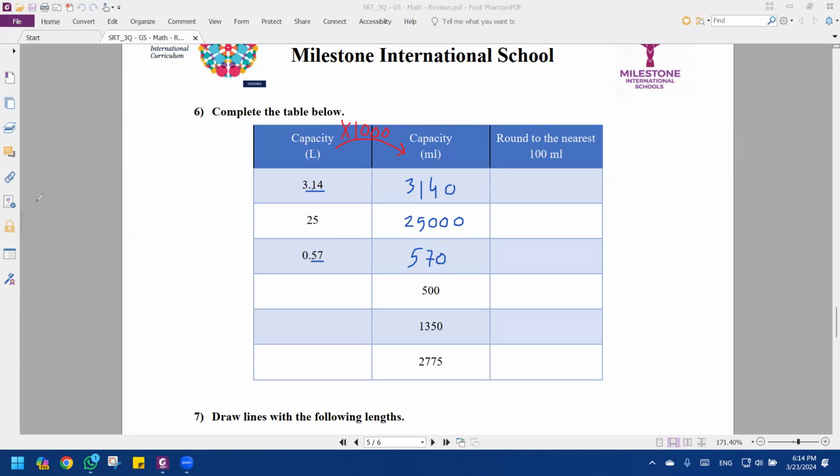Now the opposite way, from milliliter to liters, we divide by 1000. So we move the decimal point 3 steps. 1, 2, 3. So it's 0.5 or 0.500, the same thing. 0.5 is better. 3 steps also here. 1, 2, 3. 1.35. 3 steps. 2.775.